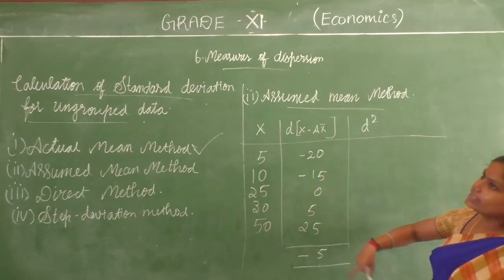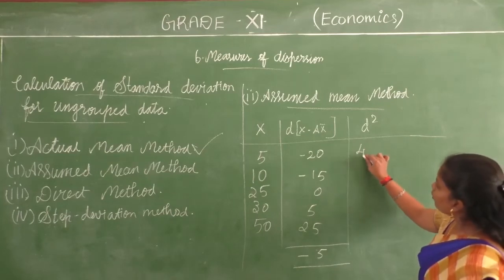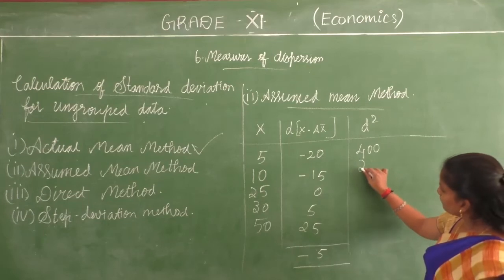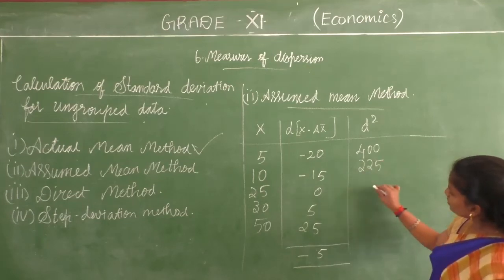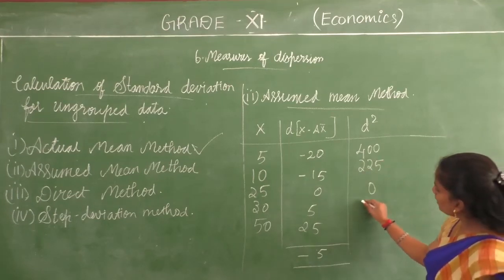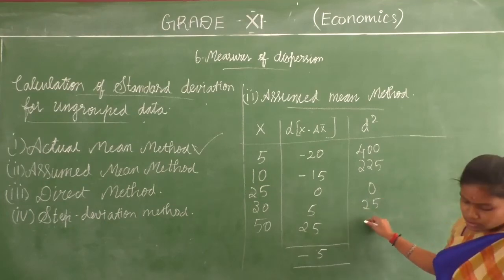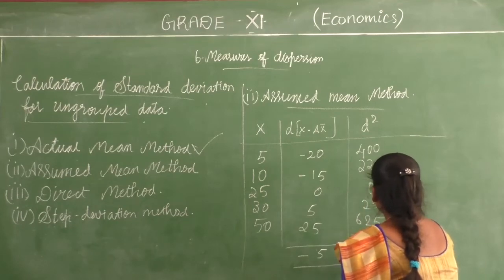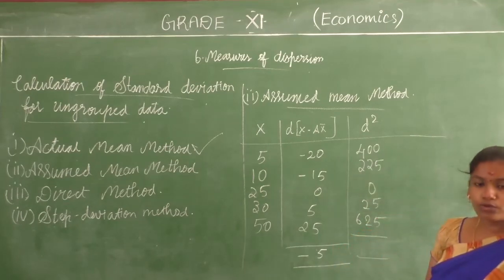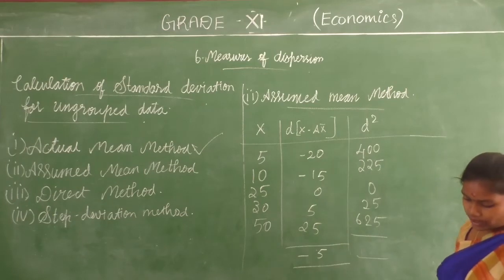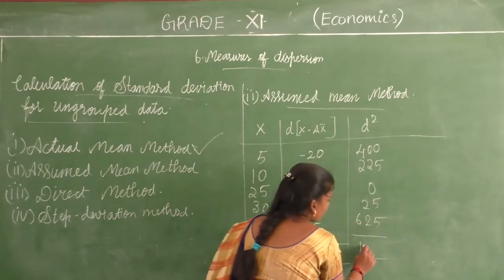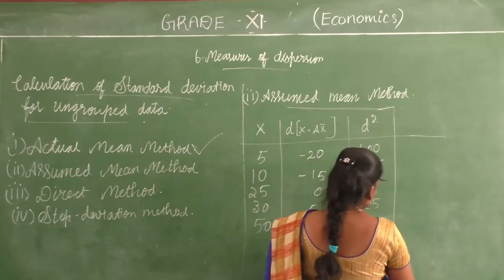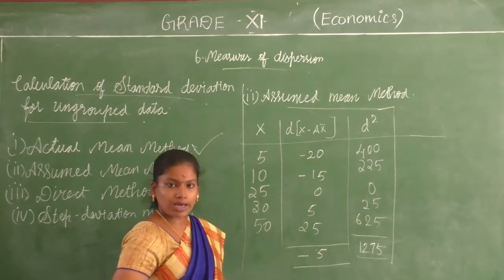Minus 20 into minus 20 gives you 400, plus 15 into 15 is 225. 0 squared is 0. 5 squared is 25. 25 squared is 625. When you total this, you will get the summation of d squared, which is going to be 1275. Closing the table, we are going to do our calculations.